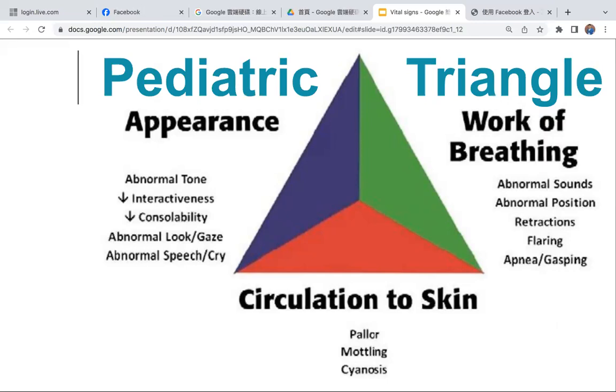First, we can look at the appearance. A stands for appearance. We can monitor the muscle tone, whether it's normal muscle tone or very floppy, which means the muscle tone is very weak. We can also observe whether the patients can interact with others. And when the patients cry, is it easy to console, to calm them down? We can also see whether there's any abnormal look, abnormal gaze, speech, and cry.